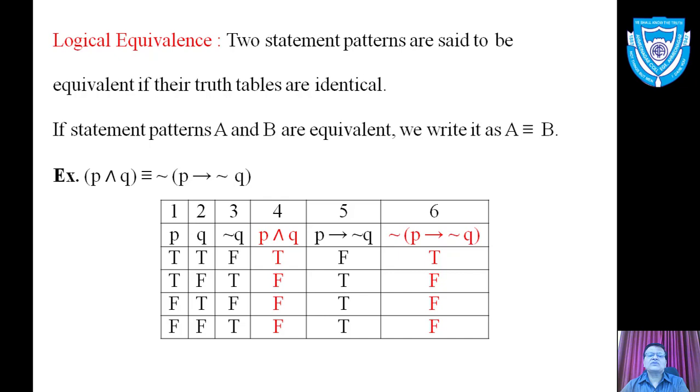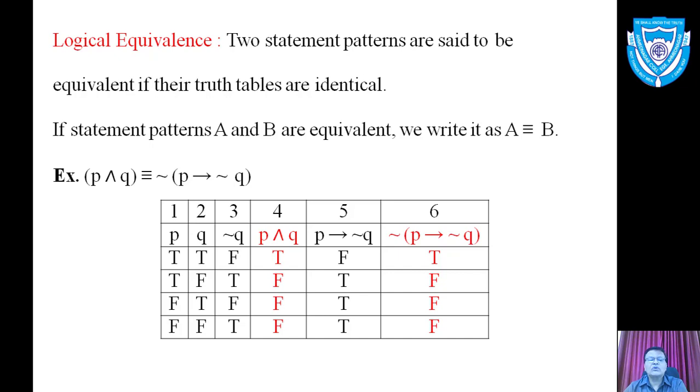If statement patterns A and B are equivalent, we write it symbolically as A equivalent to B. Here in this example, one equivalence is shown. The first statement pattern is P and Q, which is equivalent to negation P implies negation Q.